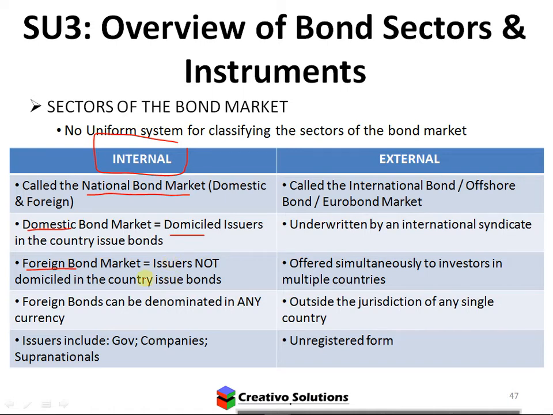But local issue. Foreign bonds can be denominated in any currency, and the issuers include governments, companies, and supranationals. External: if something is external, it's outside. That's the international bond or offshore bond market or the eurobond market. That's looking at foreign currency denominated notes, in a specific currency, and it's underwritten by an international syndicate. There could be multiple different investors, and there could be jurisdiction that would be applicable that's outside of South Africa, or outside of any other country. And it's unregistered. It's not as well regulated purely because it's between different countries, or maybe even large corporates issuing these international bonds. There's no limit in terms of its boundaries or geographic location.